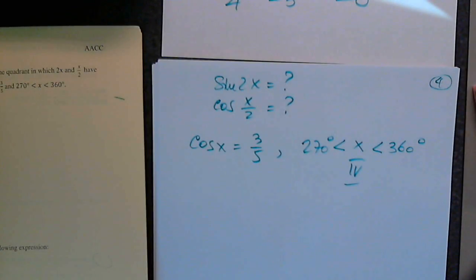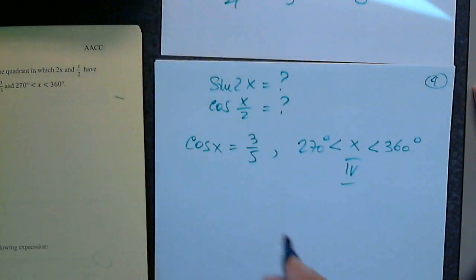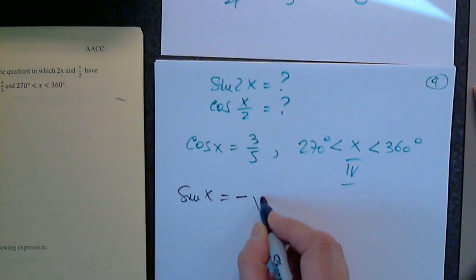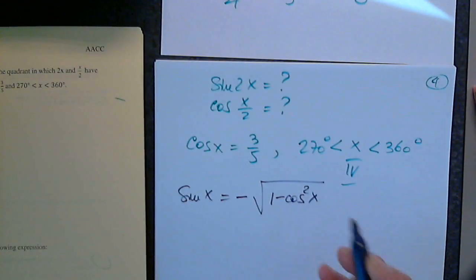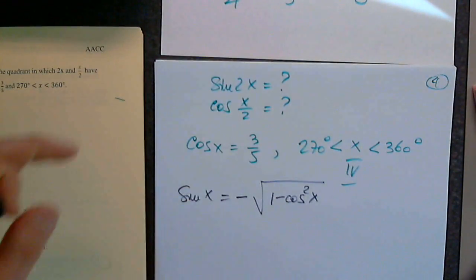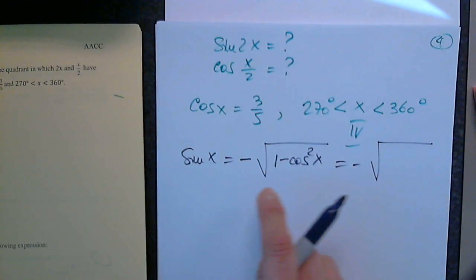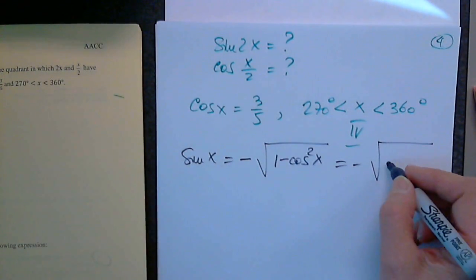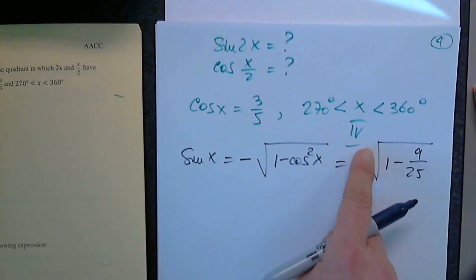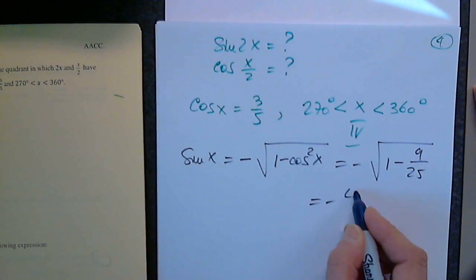If x is in the 4th quadrant and cosine is 3/5, can I determine sine? What sign will sine have in the 4th quadrant? Very good. So sine x equals negative the square root of 1 minus cosine squared. Or you use the triangle, it doesn't matter. But be very careful with the sign. So it's 1 minus 9 over 25, 25 minus 9 is 16, so negative 4 over 5.